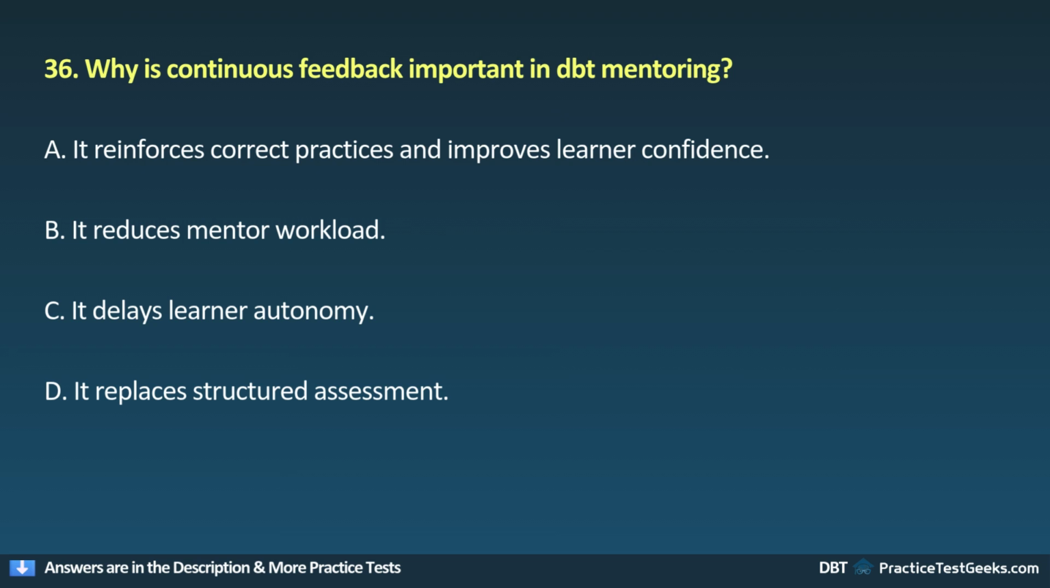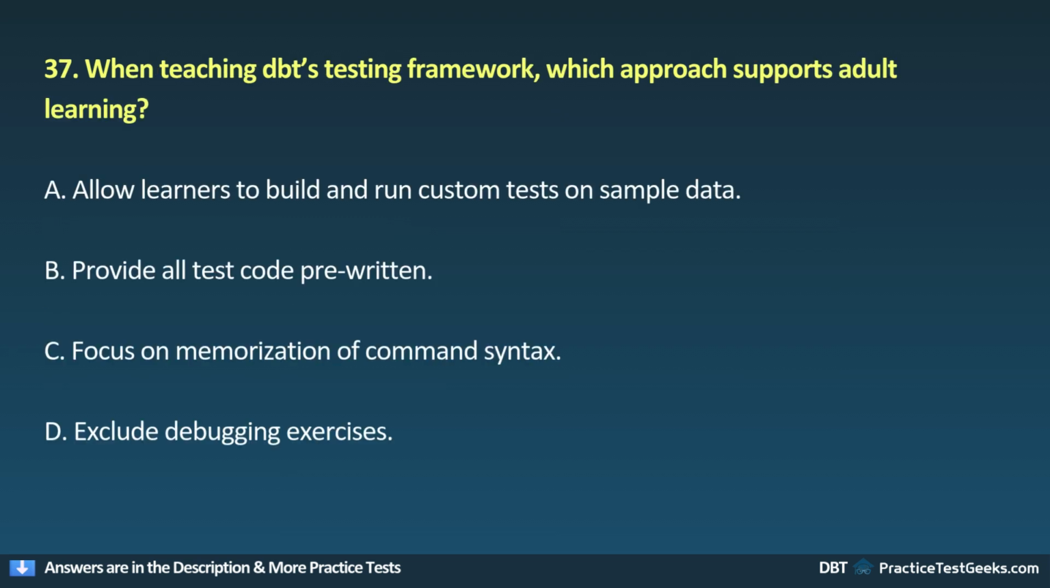36. Why is continuous feedback important in DBT mentoring? A. It reinforces correct practices and improves learner confidence. B. It reduces mentor workload. C. It delays learner autonomy. D. It replaces structured assessment.